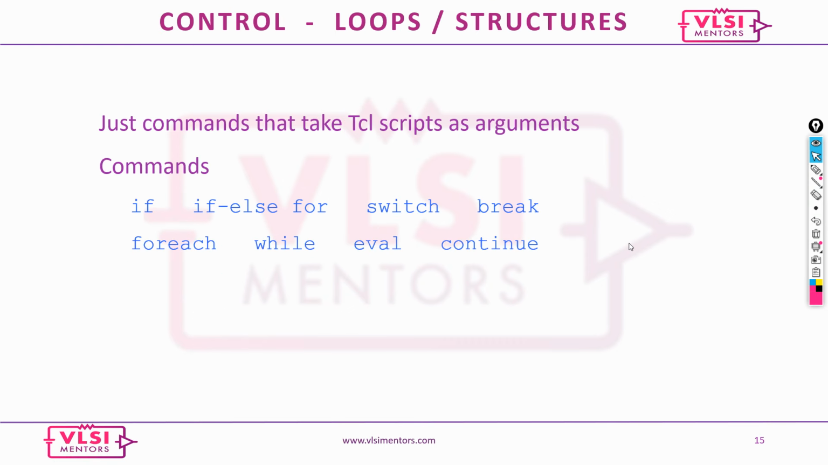Okay, now coming to the main part: the structures, basically the controls. Any program that you take has a lot of conditional loops, conditions that we check. Here we have if, if else, for, switch, break, foreach, while, continue, and eval, which evaluates before executing. So these are all the loops or structures that we have in TCL.